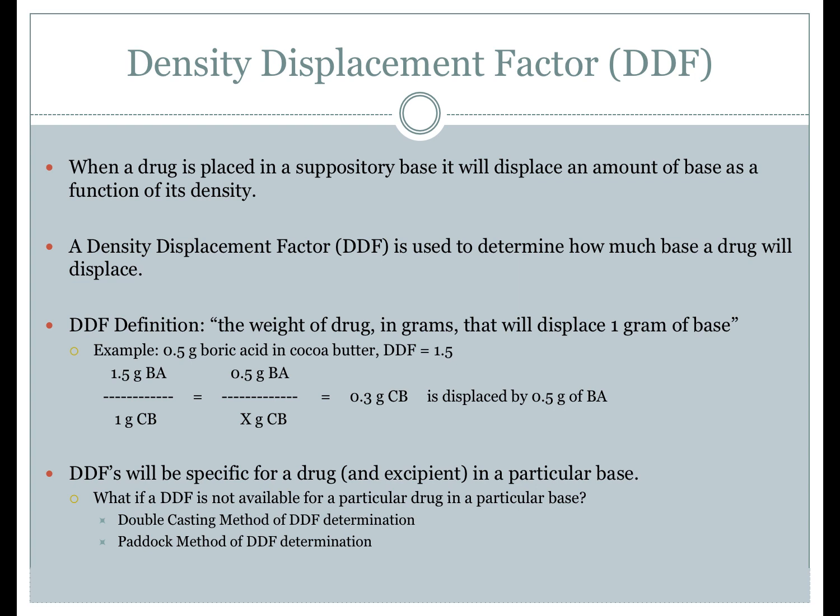So what happens if you cannot simply look up the DDF? There are two methods used to actually determine a DDF for any drug in any suppository base. They are the double casting method and the Paddock method of DDF determination. The next slides will outline these methods briefly and are commonly used to determine an unknown DDF. Please note that once a pharmacist has determined a DDF experimentally, the procedure does not need to be repeated, meaning once it's been determined, the DDF can simply be used in the calculations for subsequent preparations of the same drug in that same base.